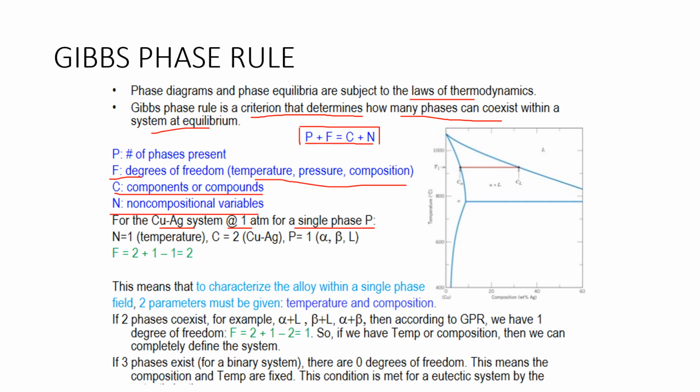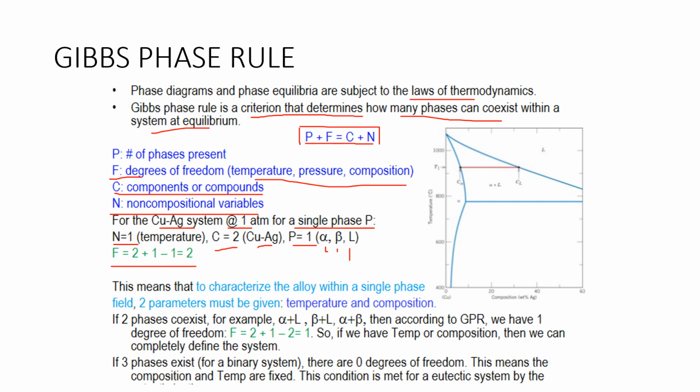N is the non-compositional variables. The non-compositional variable is temperature, which is 1. C is the components or compounds. Two components, copper and silver, are used. P is for the single phase; single alpha, beta, and liquid are single phase. Then F will be equal to 2, putting the values in this equation: 2 plus 1 minus 1 is equal to 2.